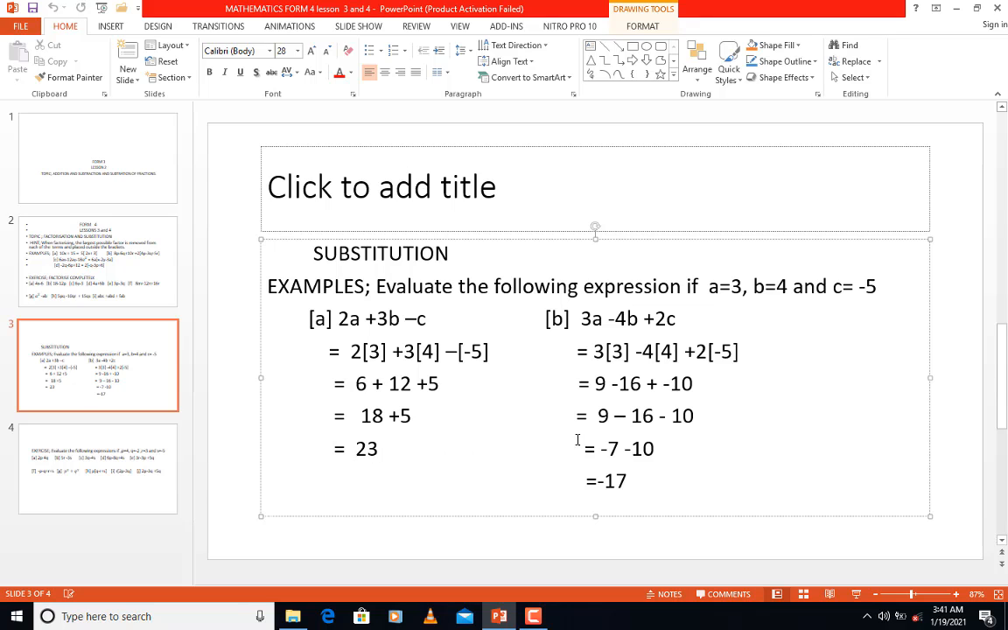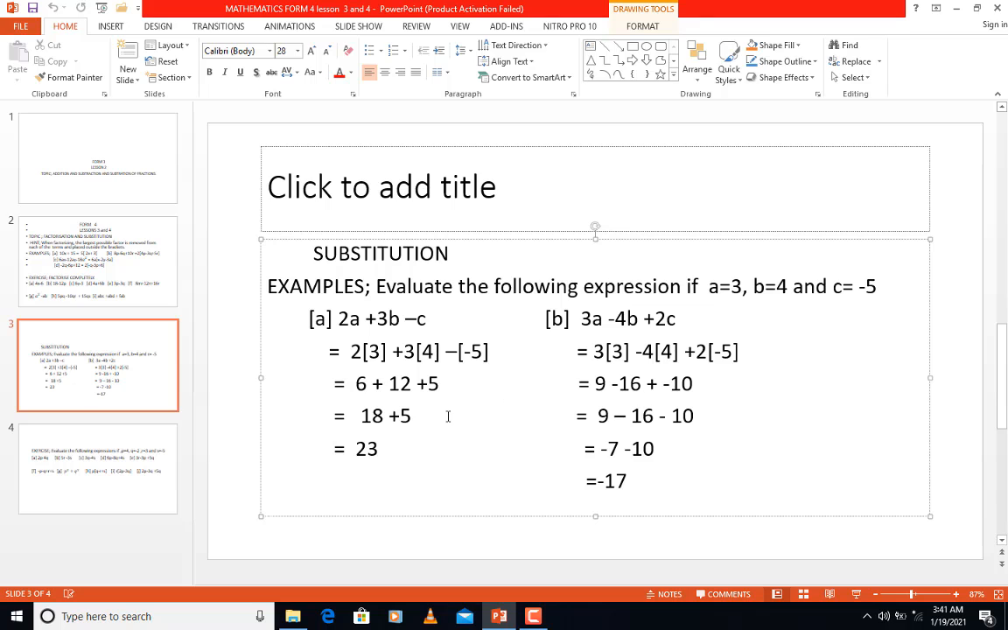Now let's look at the second example. The second example is 3A minus 4B plus 2C. Let's remove the letters. The value of A is 3, we substitute. The value of B, we substitute. The value of C, we substitute. When you are substituting, we encourage you to introduce brackets. Just remove that letter, substitute with the value and introduce brackets. Then after that, remove the brackets. 9 minus 16, then positive and negative gives us a negative, so it will be minus 10. So 9 minus 16 minus 10 gives us -7 minus 10, which is equal to -17.